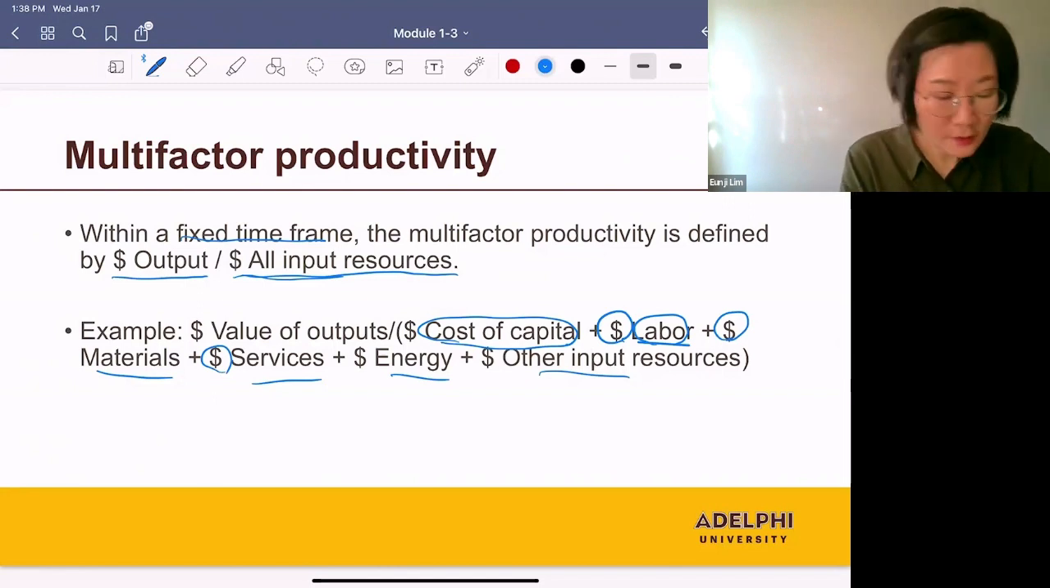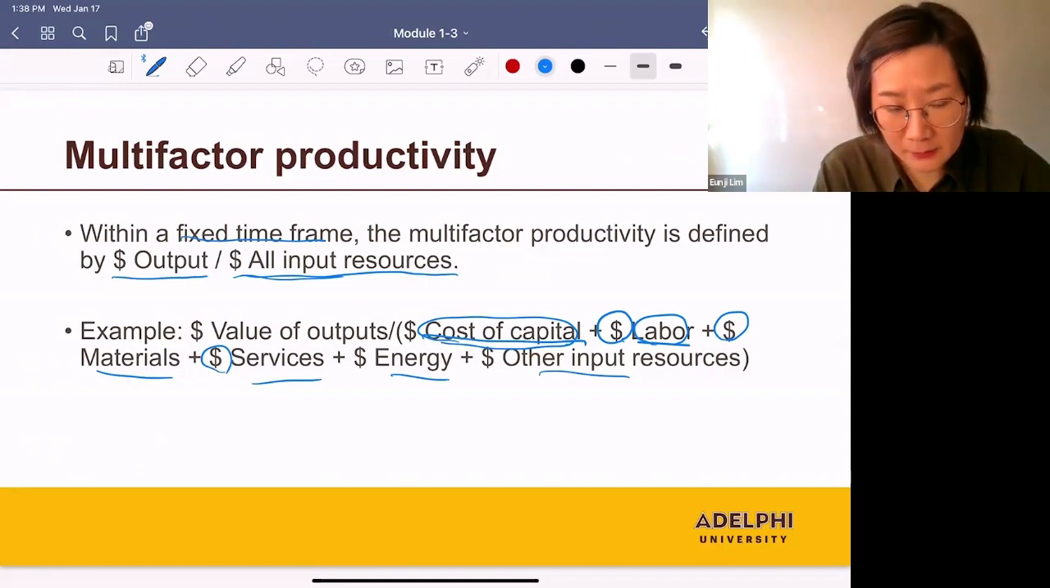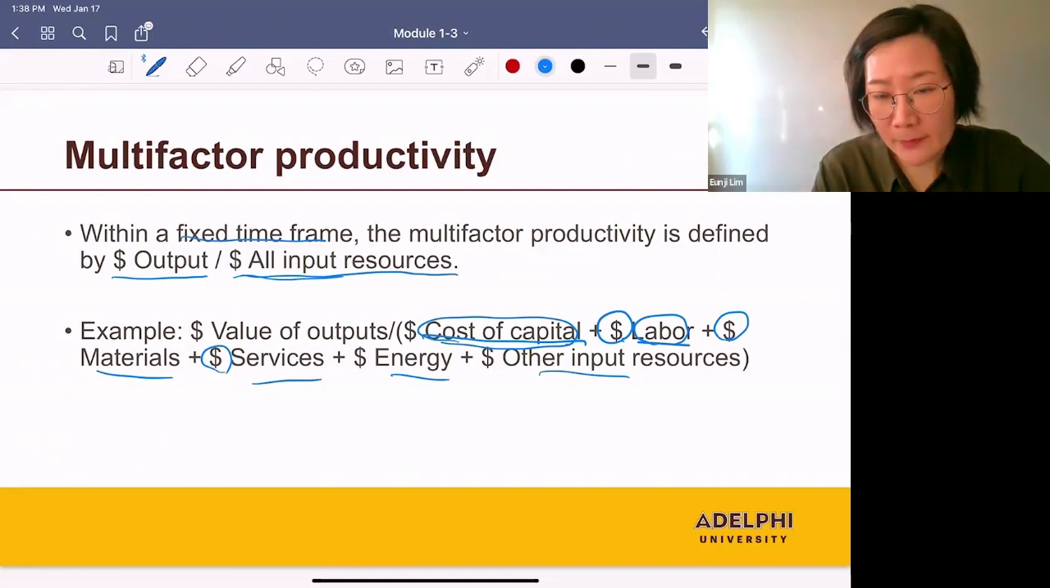Now here we see the cost of capital. What do I mean by the cost of capital? It's the interest payment a business makes to banks. Most businesses have loans, and because of these loans, they need to pay interests. And these interest payments are called the cost of capital. The cost of capital doesn't include the principal.